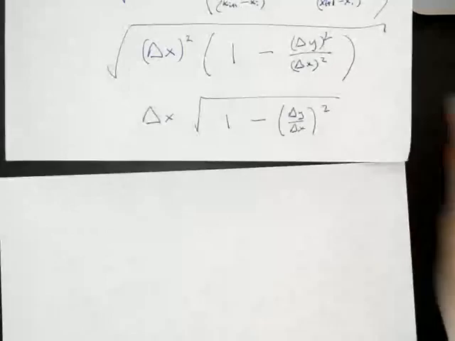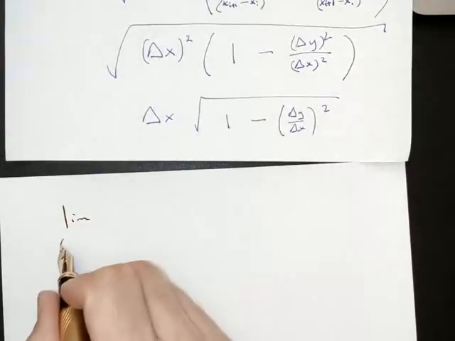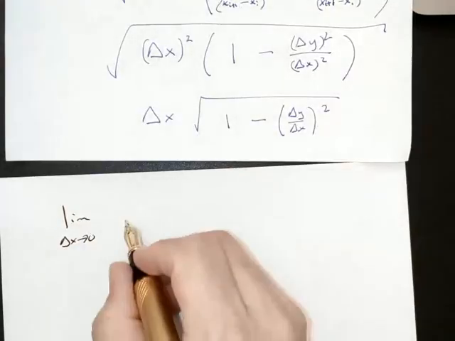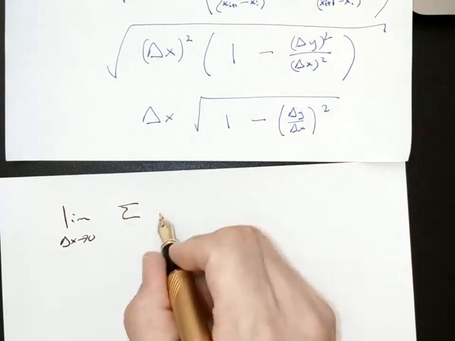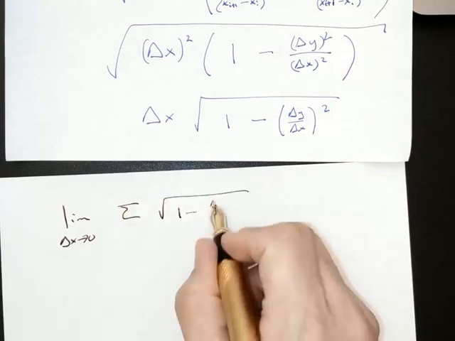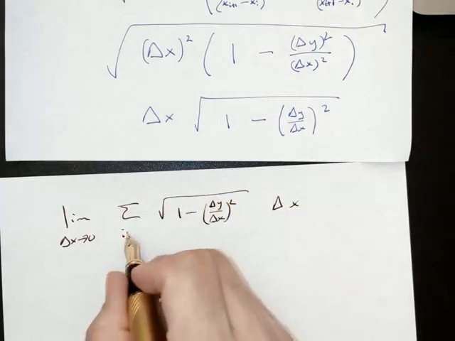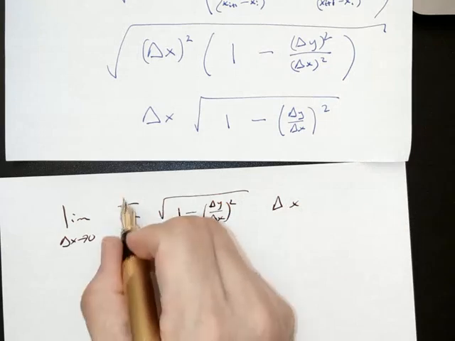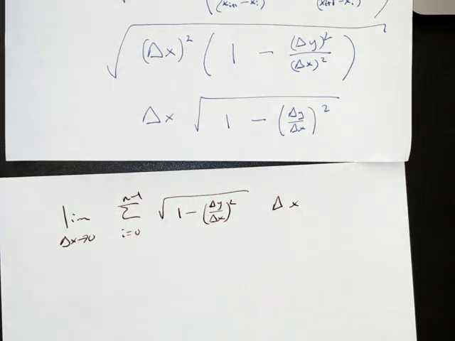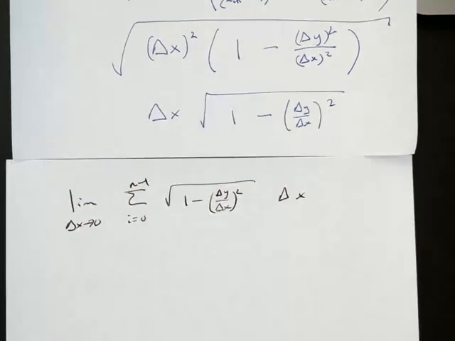I've seen this thing before. Limit as delta x goes to 0 of a sum of something that looks like that. Where is my sense of deja vu coming from? That looks like a Riemann sum. If that looks like a Riemann sum, then what that really is, is an integral.